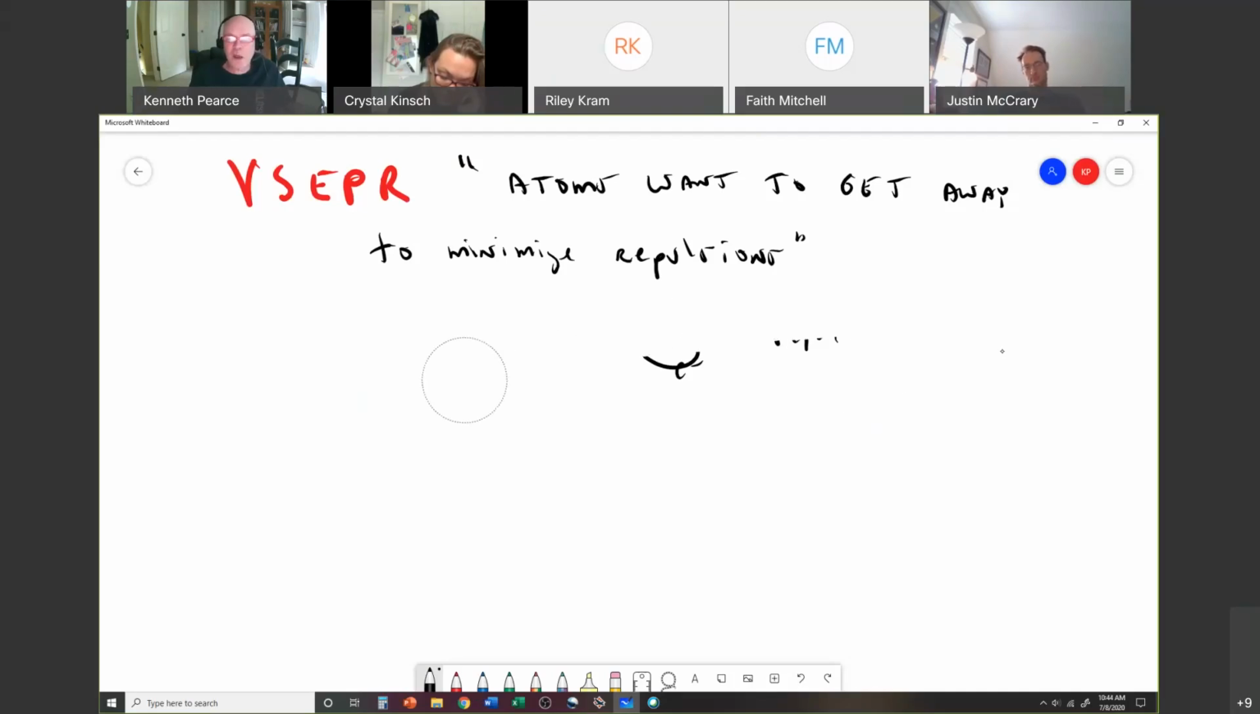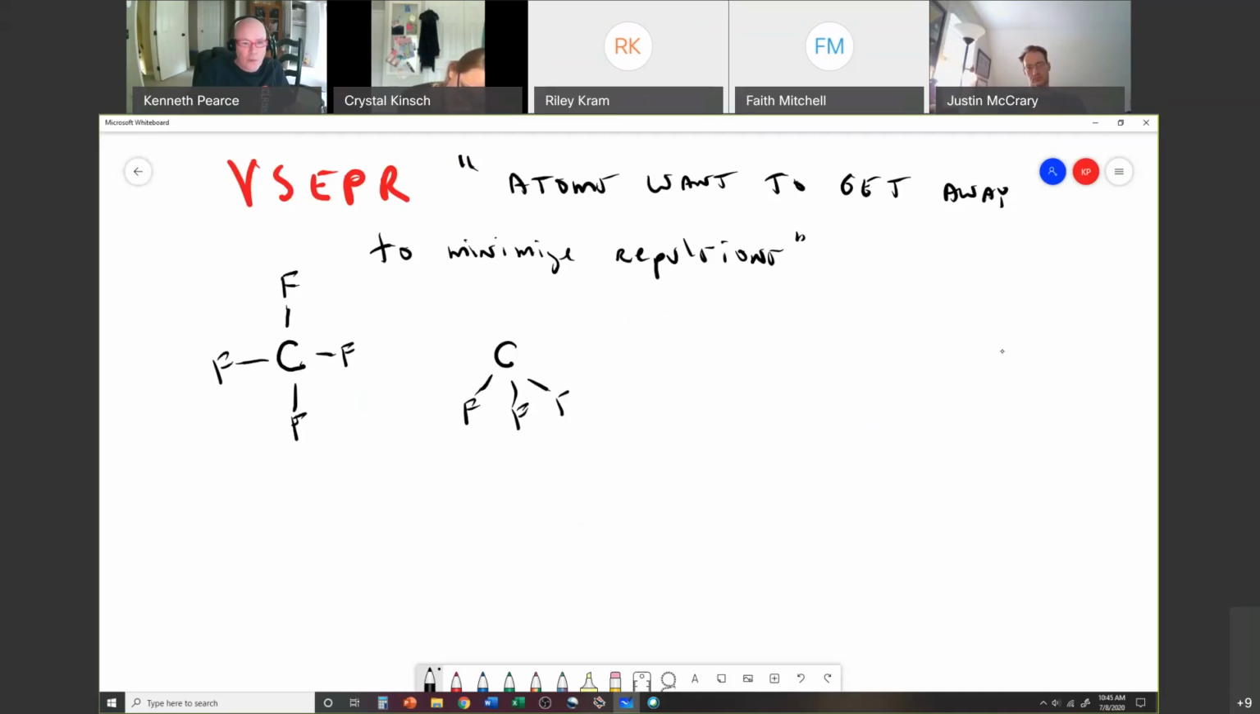Well, that means that if you have something like, let's say, carbon tetrafluoride, and you were to sketch this out, well, you wouldn't see this because these guys would be considerably closer together than those guys. And so the shape that you get is going to end up being whatever minimizes the repulsions. In other words, everybody's as far apart as everybody can get.